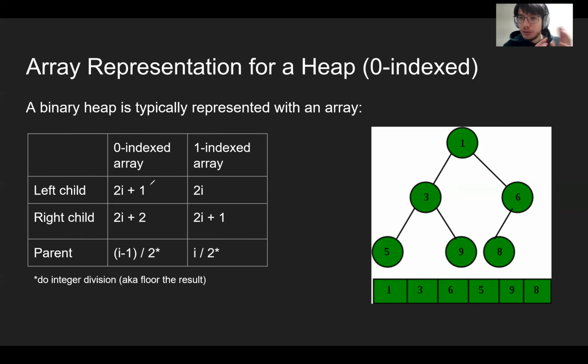And these are just the general guidelines to follow. For one indexing, if you're at index i, the left child is 2i, and the right child is 2i plus 1. And the parent, if you want to go back, is just i divided by 2. But with zero indexing, you have to adjust it slightly. For the left child, it's 2i plus 1, and the right child is 2i plus 2. And then you need to subtract 1 also if you find the parent.